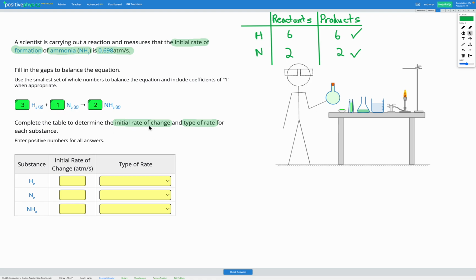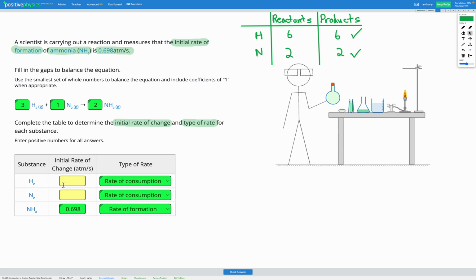Okay, now to figure out the initial rate of change and type of rate for each substance. Let's start by filling out our known value from the question, which was the initial rate of formation of ammonia is 0.698 atmospheres per second. So we can fill that in here, 0.698, and that's a rate of formation. That makes sense because ammonia is in the products, it's being made. So that's what's being formed. Because that's being formed, we know any of the reactants are getting used up or consumed. So for hydrogen and nitrogen, those are going to be rates of consumption. So we can fill those out here.